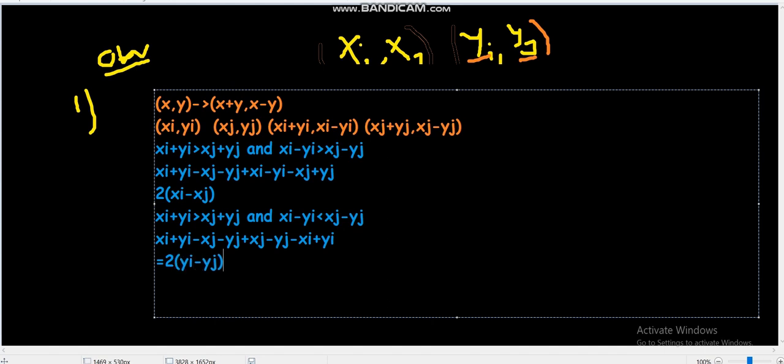Now let's take the third case also. There will be 4 cases, right? This will be first, this condition will get satisfied, this condition gets satisfied, this condition and the reverse of the first condition. Now we'll take this condition reverse and the first condition. So it will be xi plus yi.